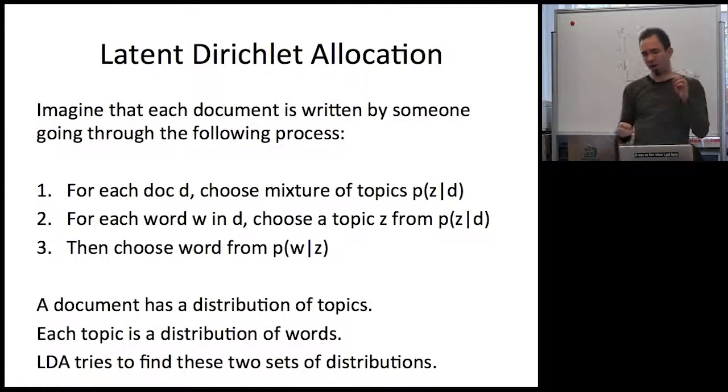And then I'm going to write this document by saying, okay, it's going to be 1,000 words long. And for each word, I'm going to say, which topic between fishing, legislation, and genetics is this word going to be about? And I pick the topics according to those distributions. So half of the words are going to be about fishing. And then once I know which topic that word is about, I'm going to say, well, a topic is a distribution of words. That's P of words given topics, or P of W given Z.